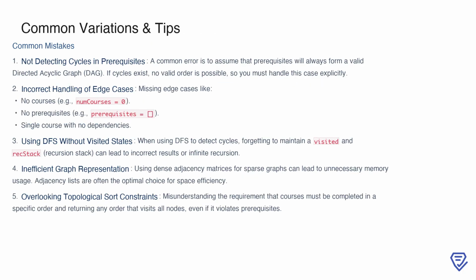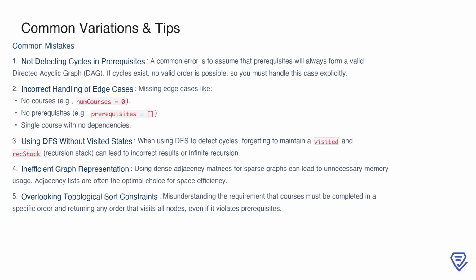When solving the Course Schedule 2 problem, there are several common mistakes to watch out for. First, it's crucial to check for cycles in the prerequisite graph. Many assume the input always forms a valid directed acyclic graph, or DAG, but if a cycle exists, it's impossible to determine a valid course order. This must be handled explicitly in your solution.